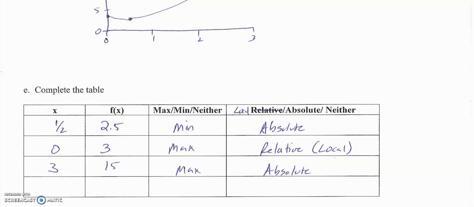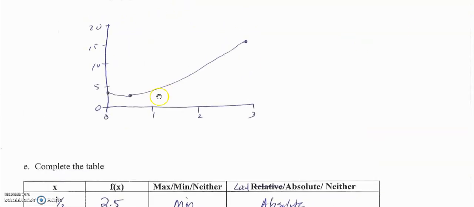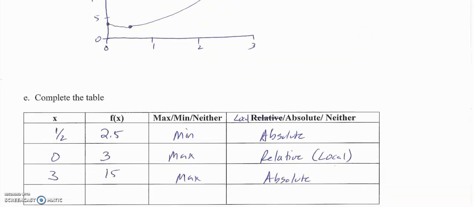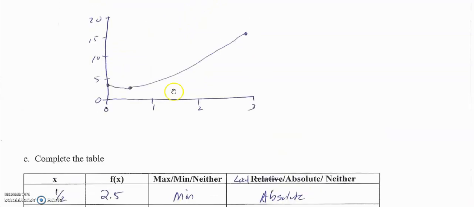So we graph it. So the domain is 0 to 3, so our x-axis will go from 0 to 3. And then for our y-axis, we look at the f of x, and the lowest is 2.5, the highest is 15, so I did a window from 0 to 20. We graph the original function, and then we can look at each point.